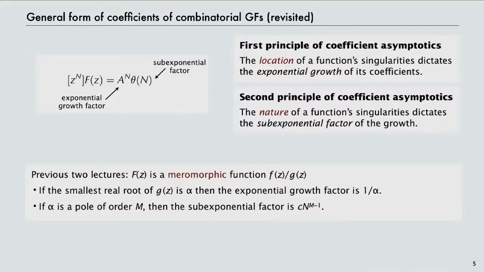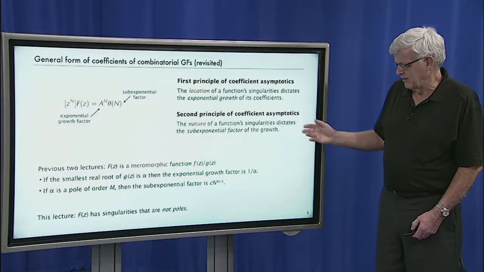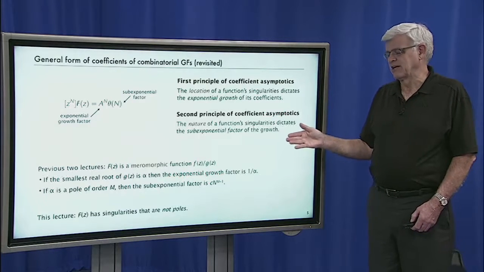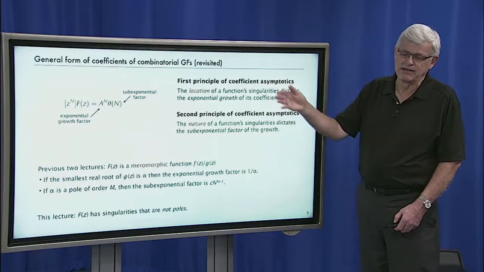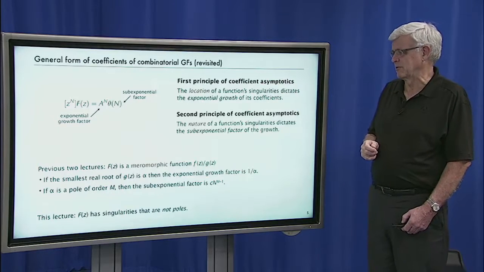Now, in the past two lectures, we looked at meromorphic functions or rational functions and saw that the smallest real root of the denominator gives the exponential growth factor, and then if it's a pole of order m, then the sub-exponential factor is proportional to n to the m minus 1. In this lecture, we're going to talk about singularities that are not poles. I have to talk about what I mean by that and then how that impacts the sub-exponential factor.